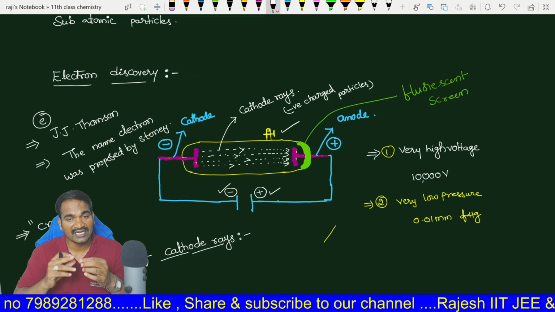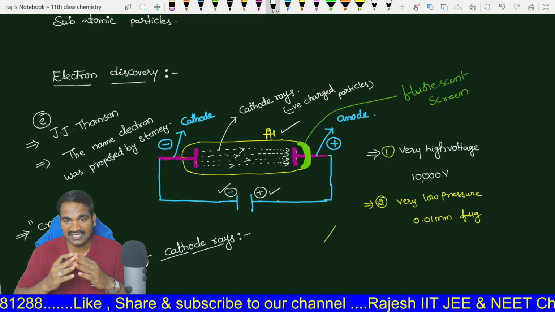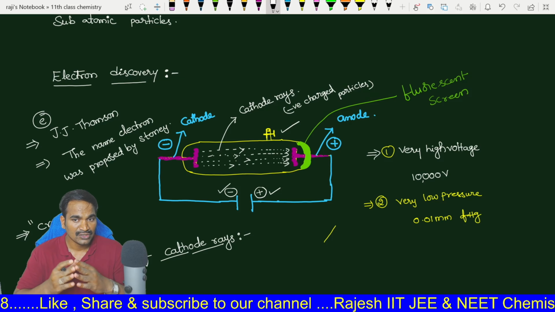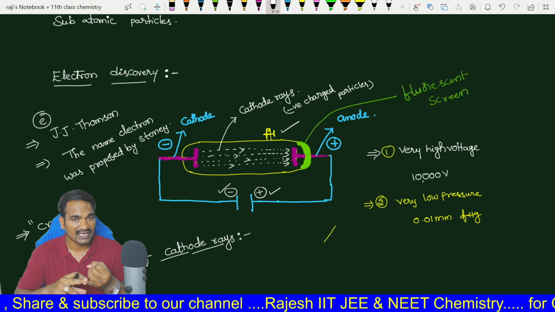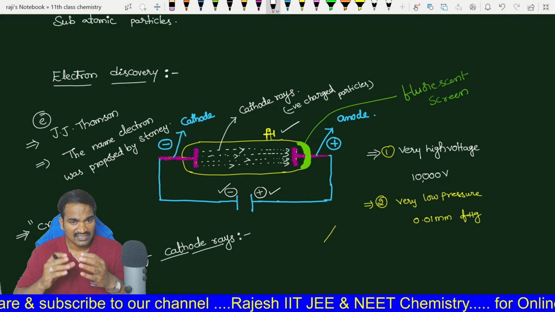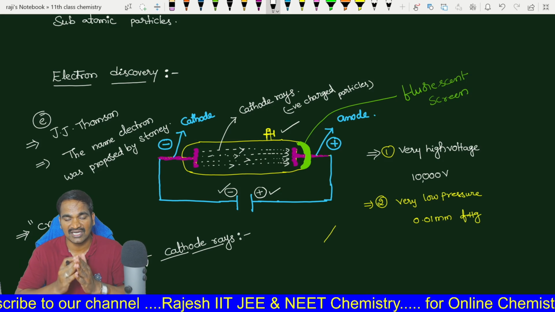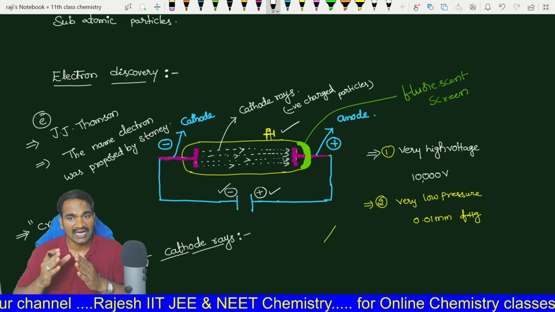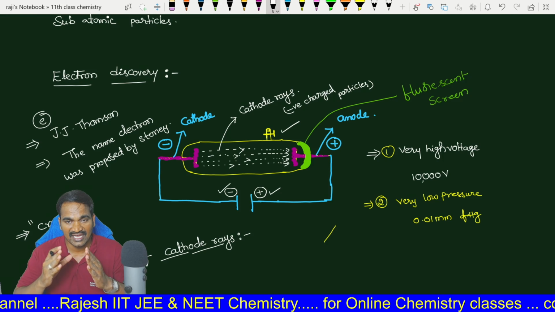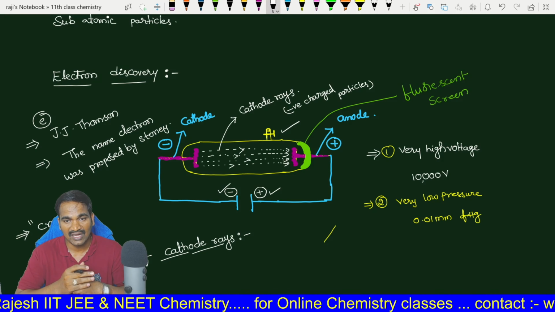So 0.01 mm of Hg pressure we are maintaining inside, very low pressure. Okay, so now whenever you create this type of high voltage current condition and low pressure, some rays travel from the negatively charged plate to the positively charged plate. Here the negatively charged plate functions as a cathode, and the positively charged plate functions as an anode. So some rays are traveling from cathode to anode.